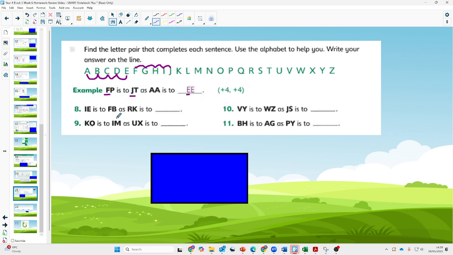Then we go back and we do the second letter. So we do P to T, that's also plus 4. Then we get A plus 4, we already know because we did it on the first letter, it gives us an E. So let's start with number 8.